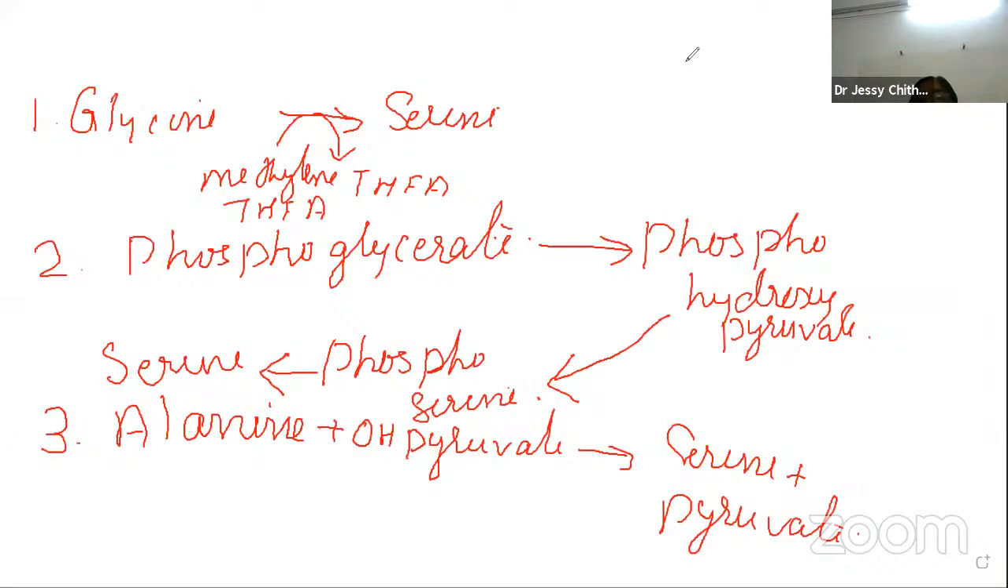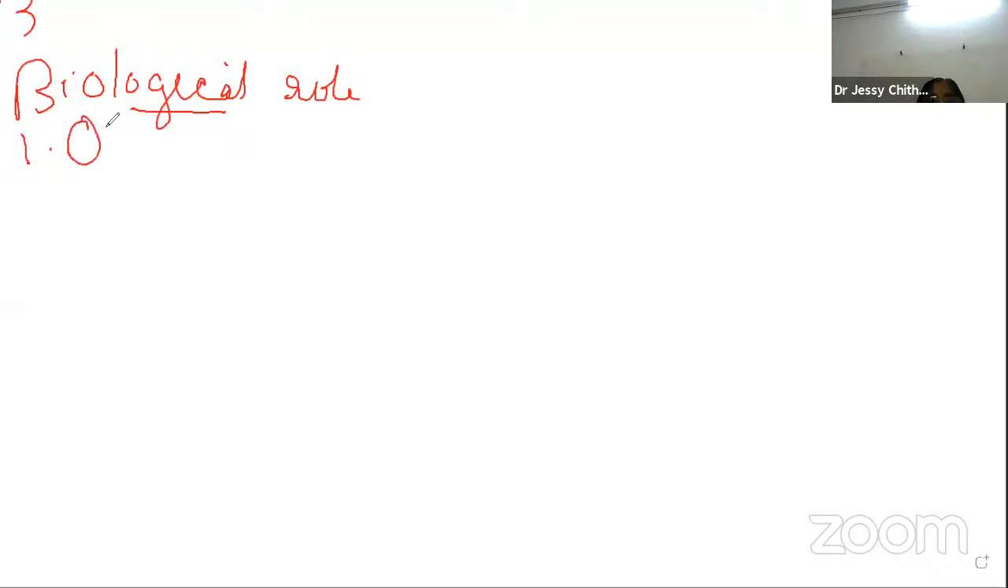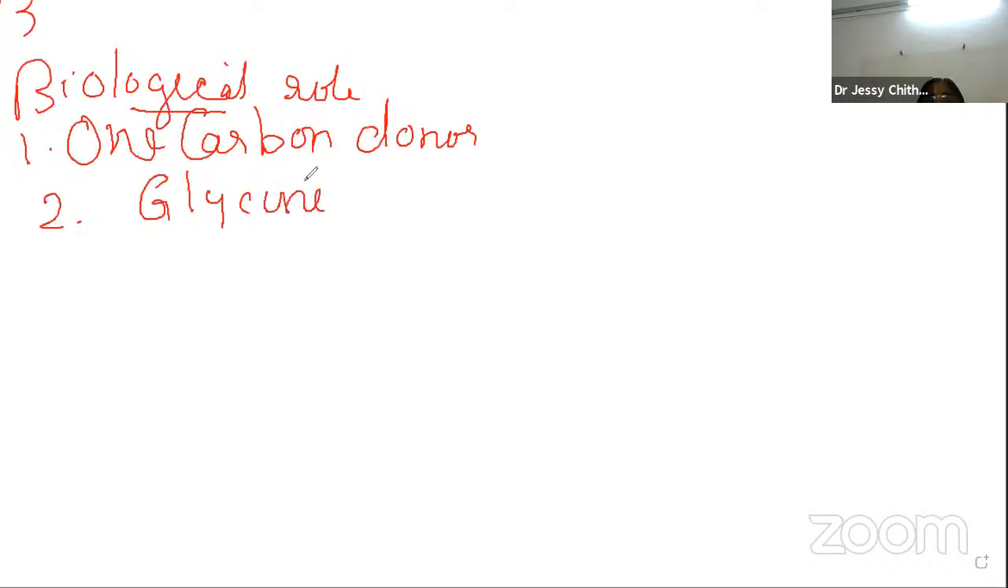Now coming to the biological role of serine. What are the uses of serine? Serine is a major one carbon donor, that you have studied in the last class. It is also used for the synthesis of glycine. From serine, glycine can be synthesized.